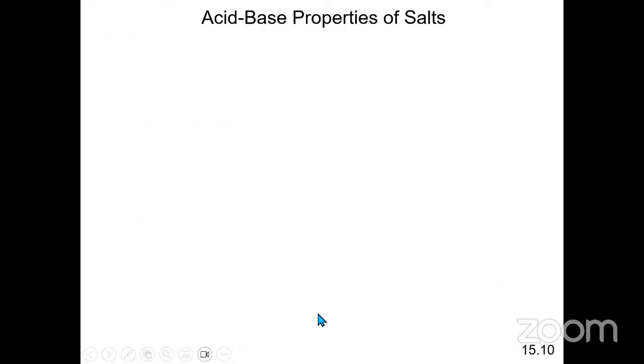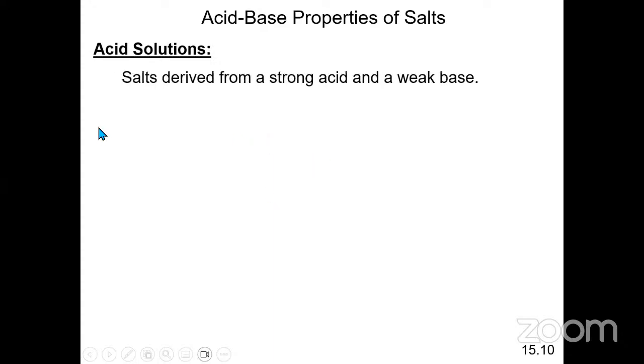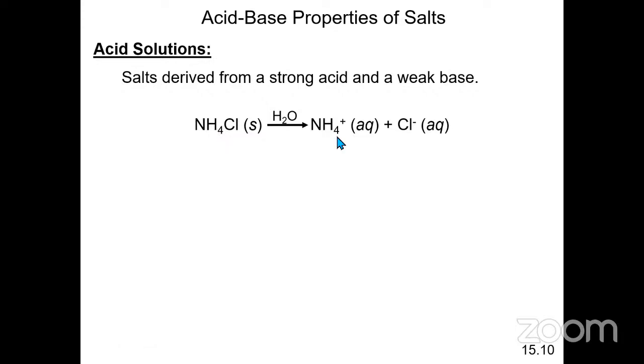All right, then we have acidic salts, and these are salts that are derived from a strong acid and a weak base, all right? An example of this would be ammonium chloride. When ammonium chloride is added to water, well, firstly, ammonium chloride is formed from a weak base, which would be ammonia, and a strong acid, which is hydrochloric acid. So when the ammonium chloride dissociates, as in the case of all ionic compounds when they're added to water, it forms the ammonium ion and the chloride ion.